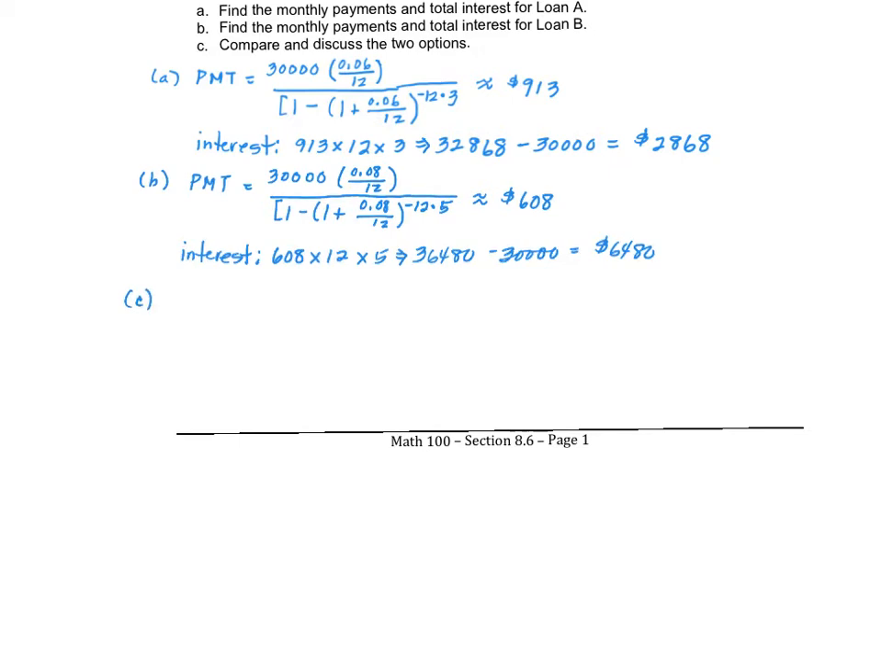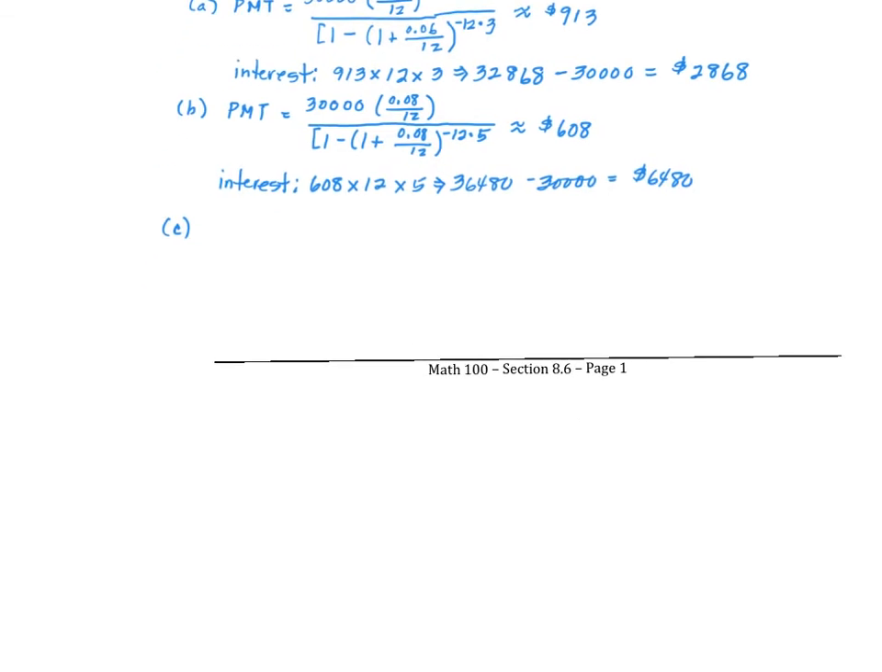Okay, so part C, compare and discuss the two options. Well, sure, in loan B the payments are lower, but you're paying a total of $6,480 in interest by the time you've paid off the car. So cost-wise, the better option would be A.